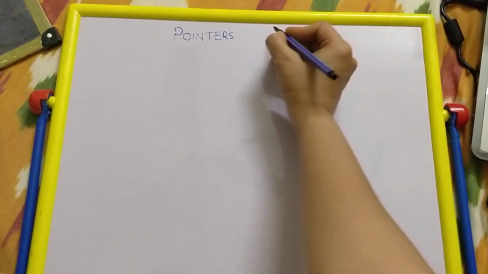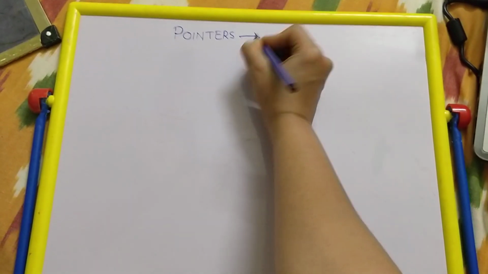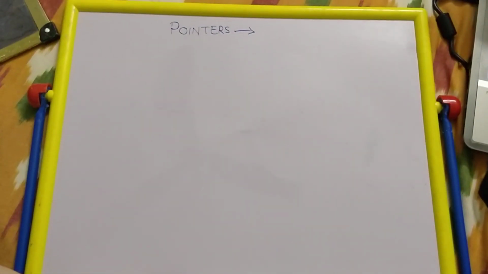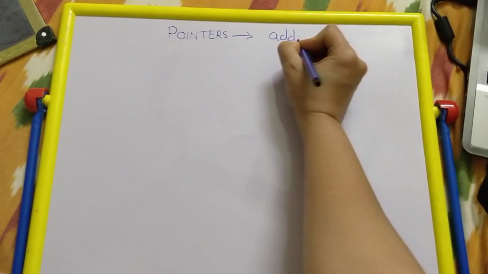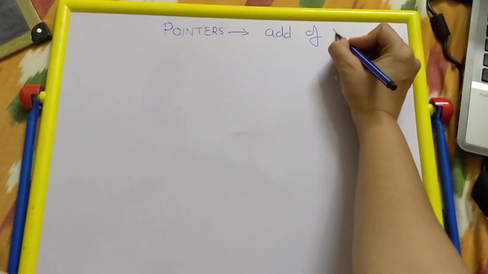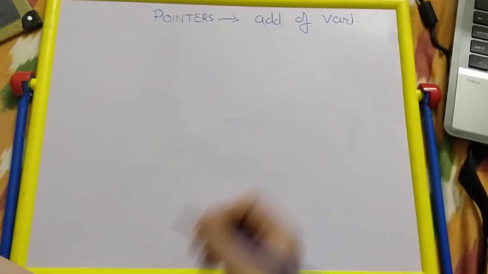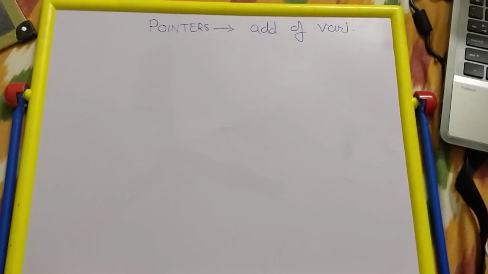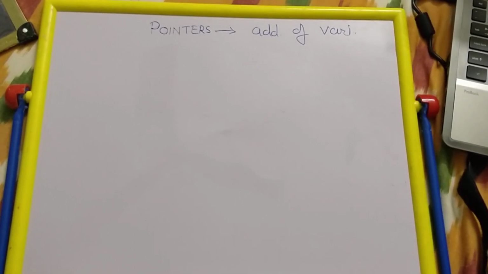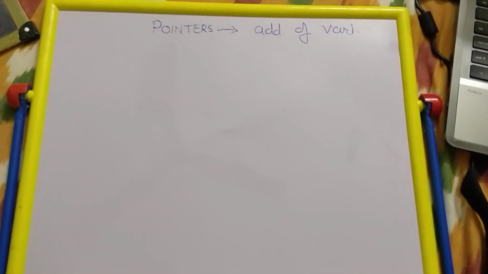Pointers are variables which point to something, right? And this something is the address of another variable. Pointers are the variables which point to other variables by storing the address of that variable.